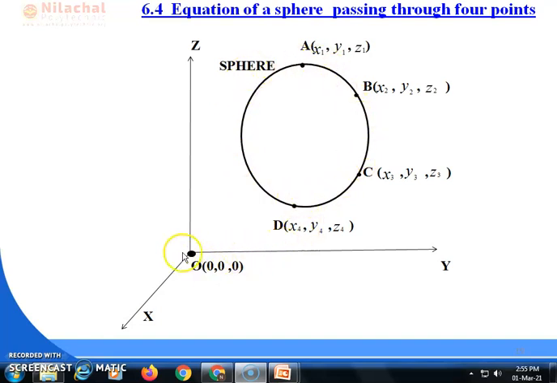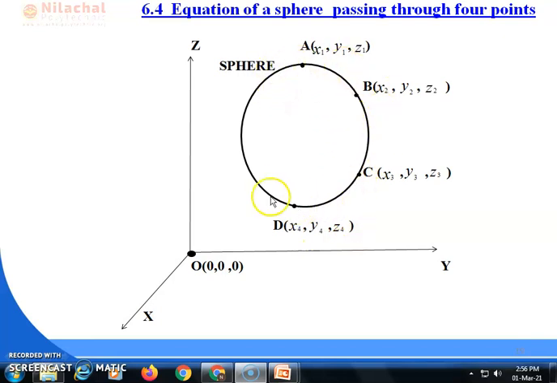So this is the x-axis, this is the y-axis, this is the z-axis, this is the origin. There are 0, 0, 0, which means x coordinate is 0, y coordinate 0, z coordinate 0. So this is the origin, this is the x-axis, y-axis and this is the z-axis. Here 4 points are given. A point is x1, y1, z1. B point is x2, y2, z2. C point is x3, y3, z3. And the last point, the fourth point, is D, x4, y4, z4.